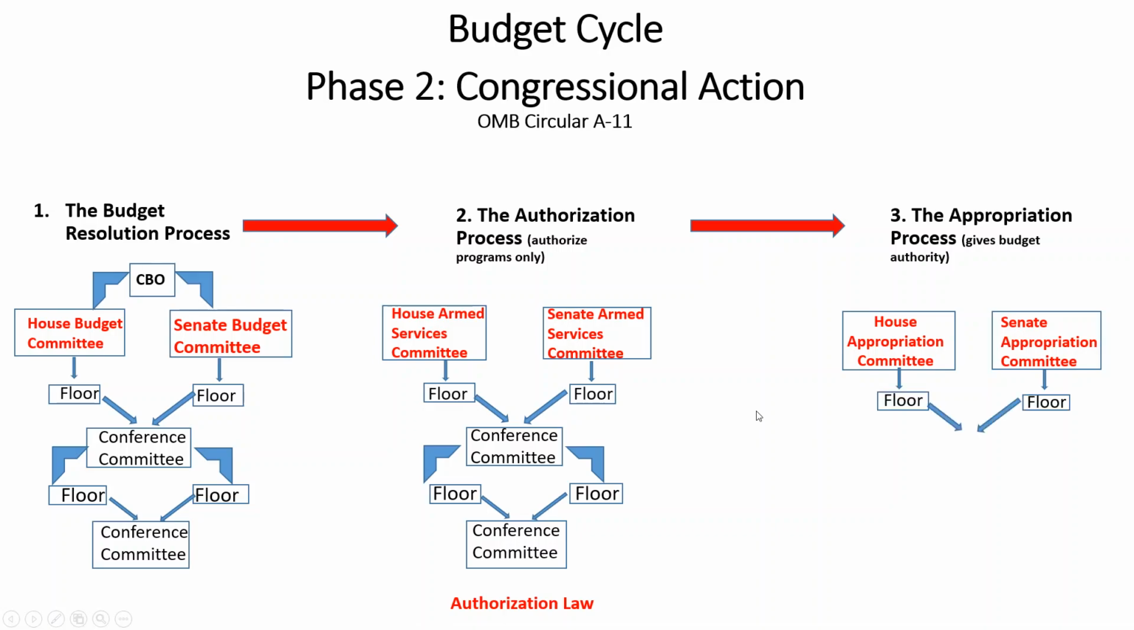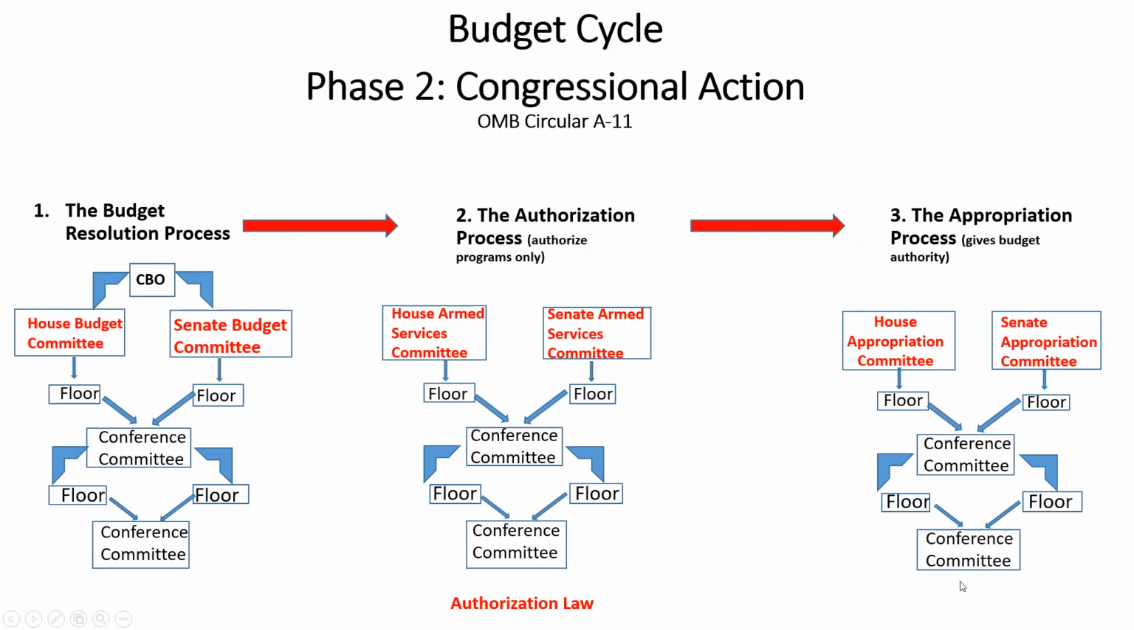Process exactly the same. Both are on their floors, come together in a conference committee to resolve issues so they can have one vote, one voice, one document, go back to their floors, fix that document, come back, make sure that it is identical. One bill is sent forward and enrolled for the president to sign. Once the president signs the appropriation process, then we have an appropriation law. This is what then triggers the budget execution process.